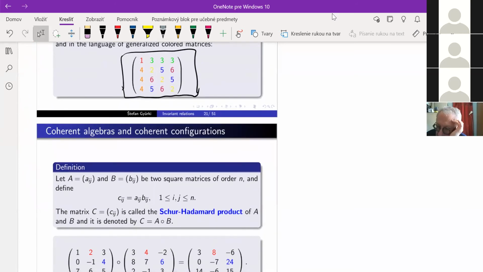Now, there are more properties of the coherent algebras.